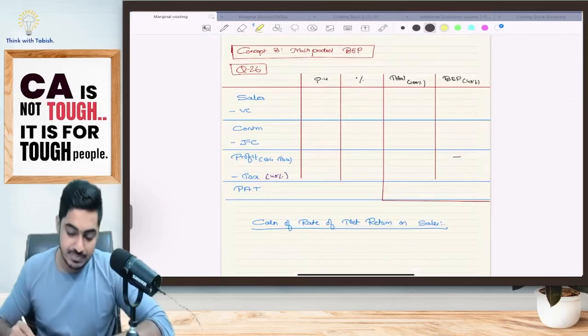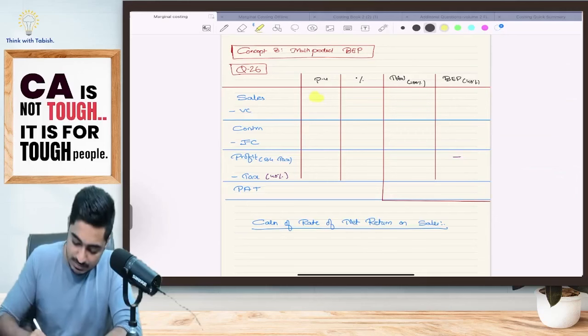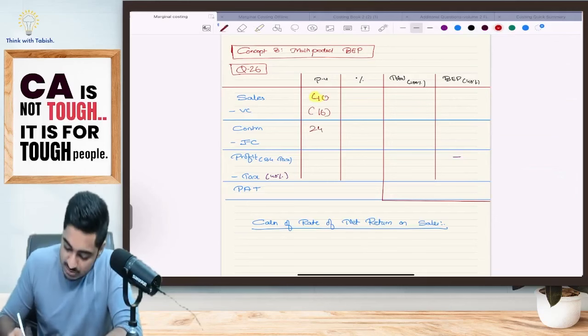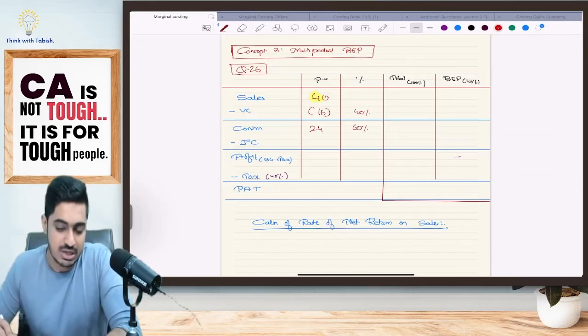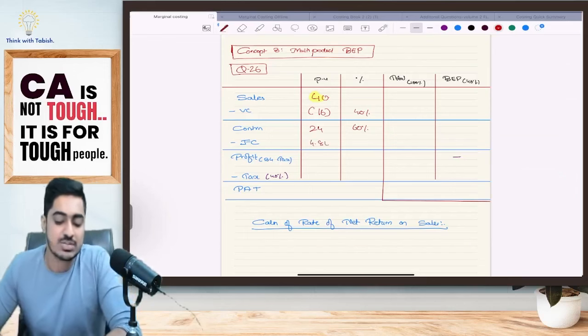Pay attention, everyone. What is the question telling? Every item I'm selling at 40 rupees. Okay, selling price. Variable cost is 16 rupees. That means contribution is 24 rupees. In terms of percentage, variable cost is 40%. Contribution is 60%. Okay, great. How much is fixed cost? 4,80,000. Great.